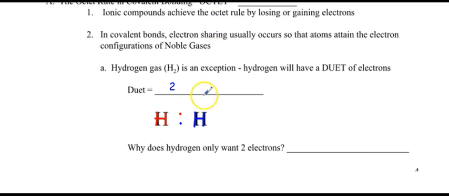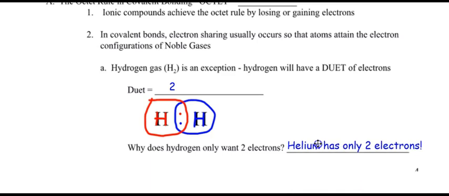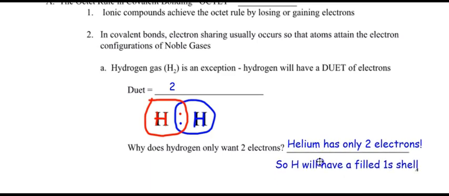Okay, so how many electrons does my blue hydrogen now claim? 2. How many electrons does my red hydrogen now claim? 2. How did they each get that? By sharing their electrons, all right? So why does hydrogen only want 2? Well, what's its closest noble gas? I think it's helium. Well, helium only has 2 electrons. What does that truly mean? That hydrogen will have a filled 1s shell. All right, and what did we say about filled shells? It's highly stable.